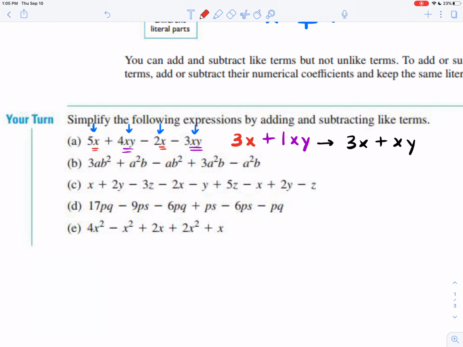So the first term I see here has a literal part of ab squared. The only other term in here that has exactly the same literal part is a negative ab squared. If I combine their numerical parts, the coefficients, I've got 3, and then technically that's like a minus 1, so that would become 2, and their literal parts would stay exactly the same.